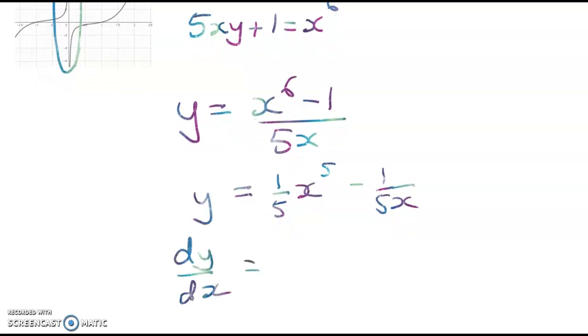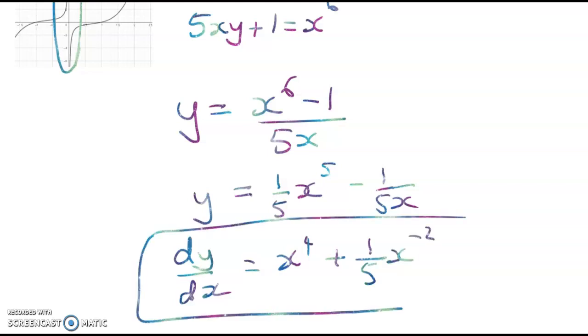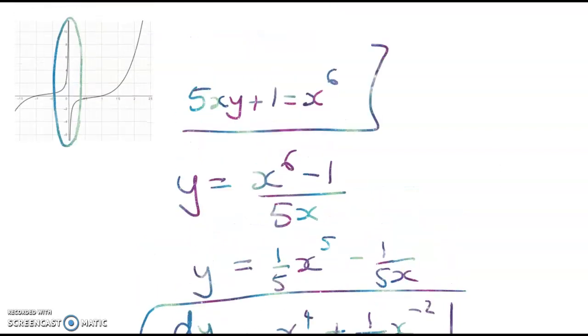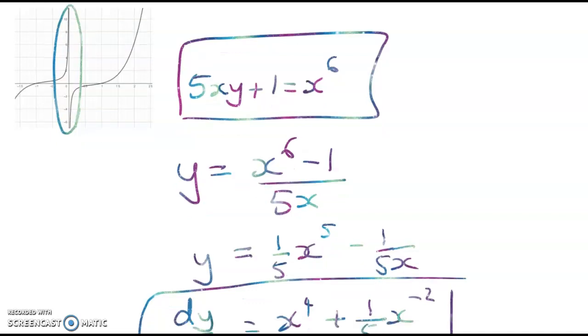dy by dx is equal to x to the power of 4 plus 1/5 of x to the negative 2. Okay, so that would be the smart way to do it, but this video is all about implicit, and I'm telling you I want us to practice implicit differentiation on this question. So let's do it the other way, and we're going to notice that the answer looks quite different, even though it's actually the same thing.